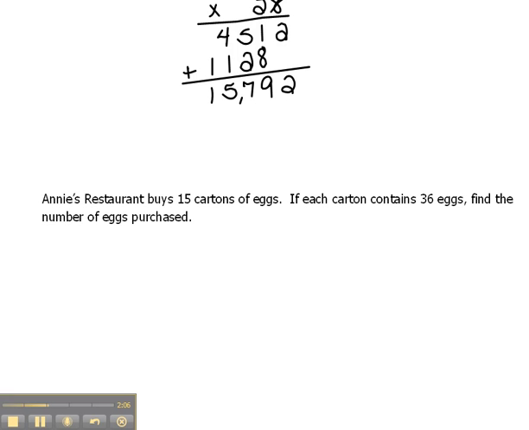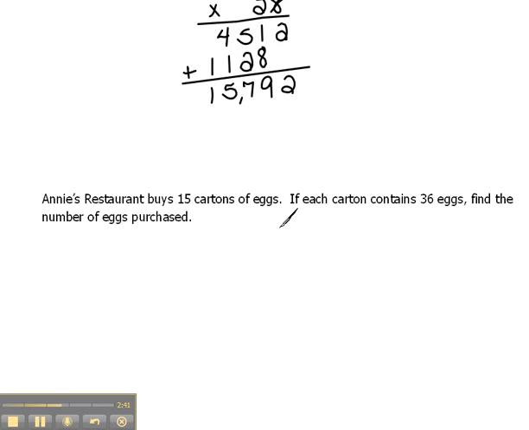And then finally, our word problems. We have Annie's Restaurant buys 15 cartons of eggs. If each carton contains 36 eggs, find the number of eggs purchased. Well, that's a multiplication problem because if you had one carton of eggs, it would be 36 eggs. But 2 cartons of eggs, you'd have 36 plus 36. 3 cartons of eggs, you'd have to add another 36. Remember, repeated addition is what multiplication is.